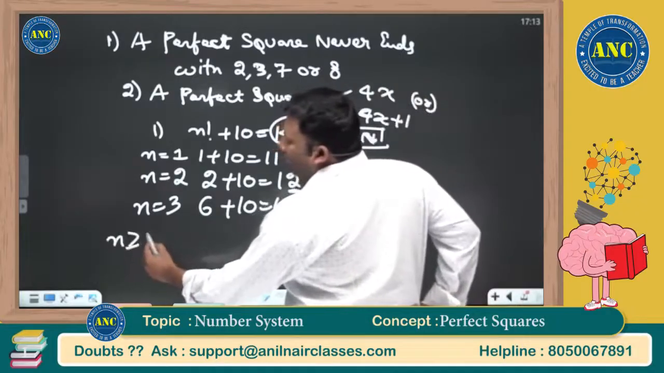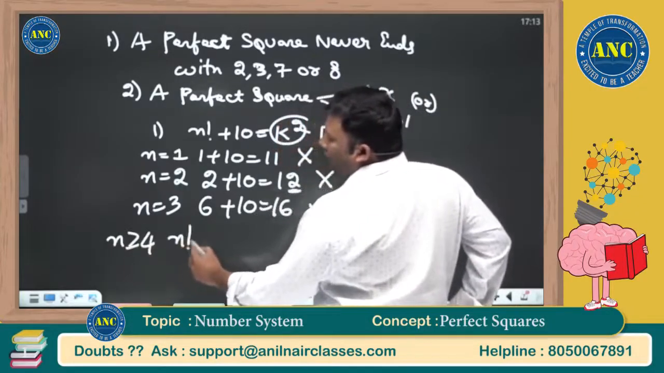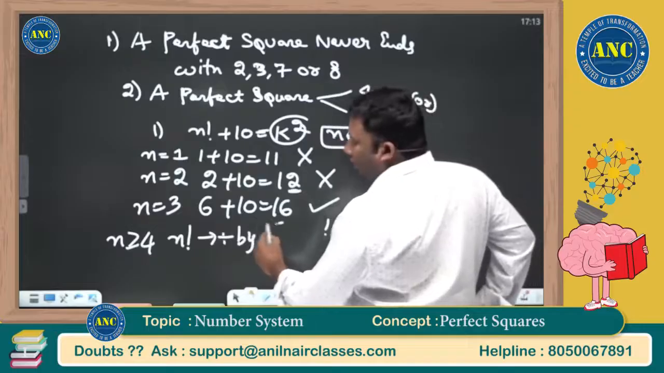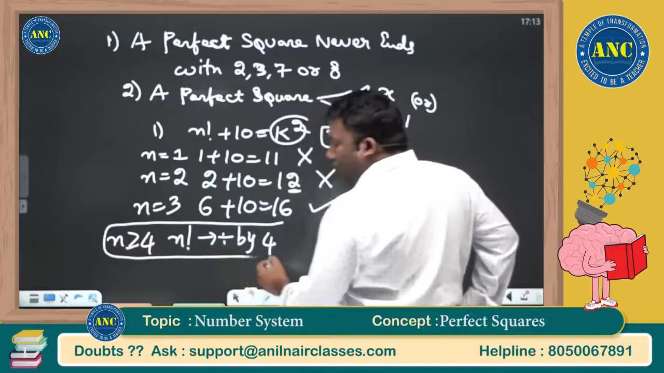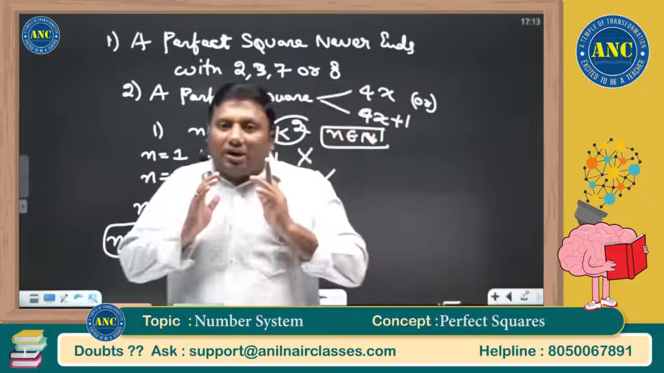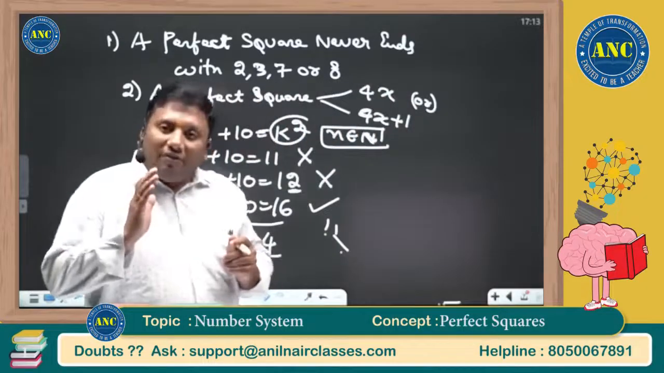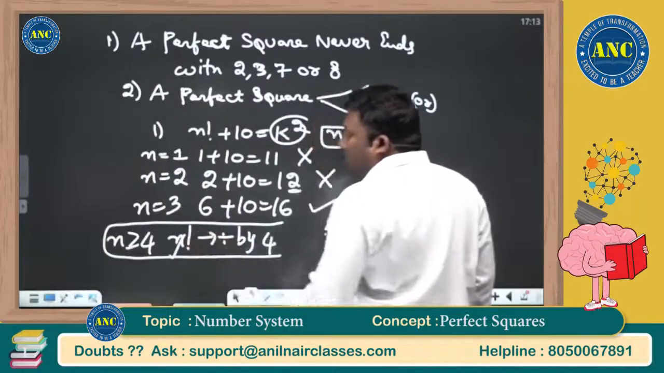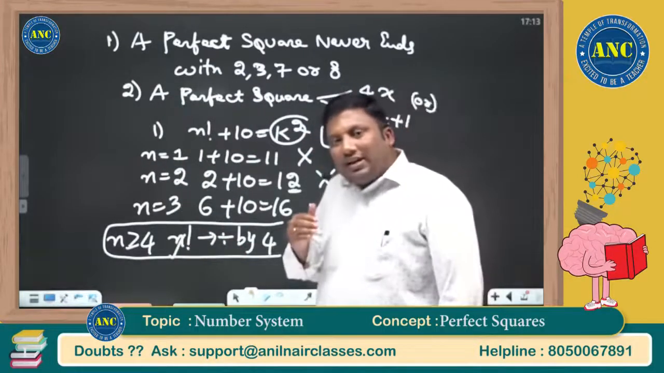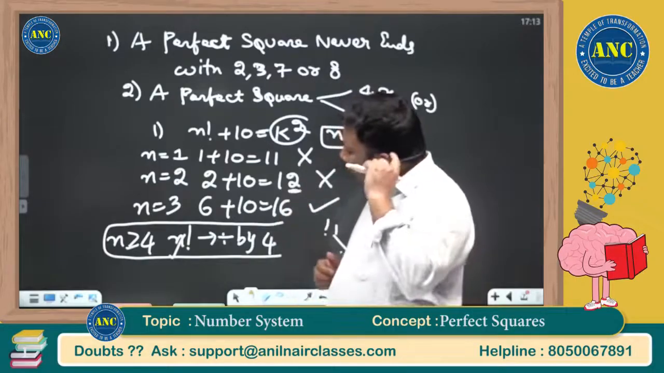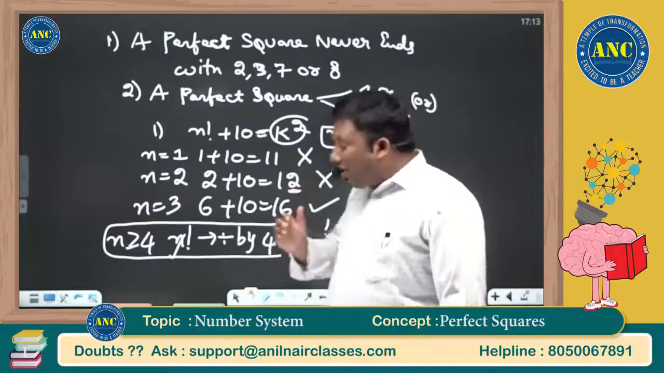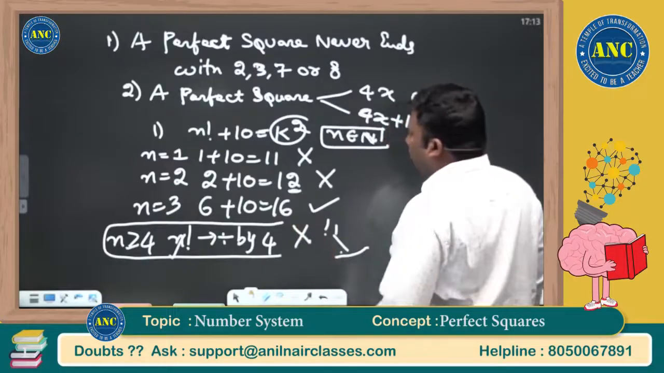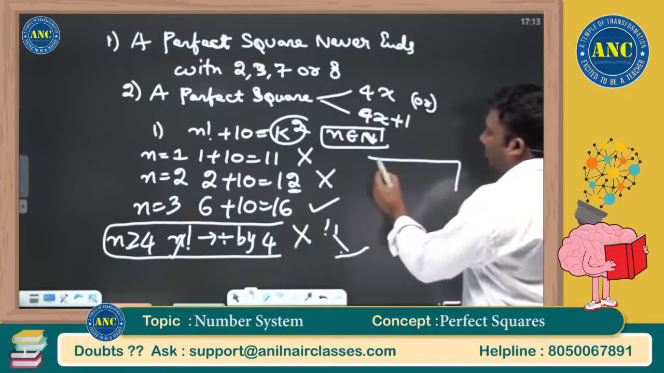Now see here. For n greater than or equal to 4 onwards, n factorial is always divisible by 4. 4 factorial: what do you mean by factorial? Factorial is the product of all the natural numbers from 4 to 1. 4 into 3 into 2 into 1. It is divisible by 4. 5 factorial is 5 into 4 factorial. 6 factorial is 6 into 5 into 4 factorial. From 4 factorial onwards, all the numbers are divisible by 4.